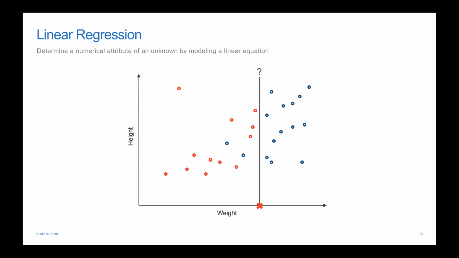Linear regression tries to fit lines that go through the points. So in this case, I have tried to fit 2 lines, one for my blue points and one for my red points. And then I simply take this line's equation, plug in the weight, and it'll give me the value I'm looking for. With linear regression, there are tons of different ways to actually do this kind of line fitting.